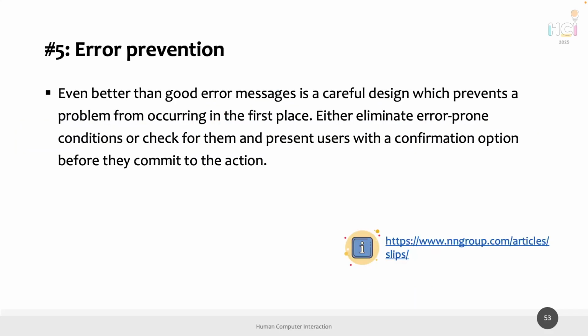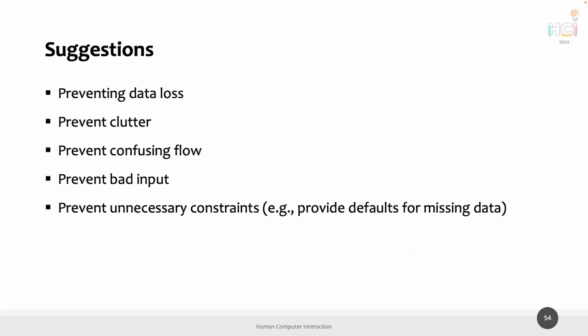Number 5, error prevention. Even better than a good error message is a careful design which prevents the error in the first place. And this is really important. So inside a form, if you know that there is a mandatory field and you have a default option, just include it in the field, okay?